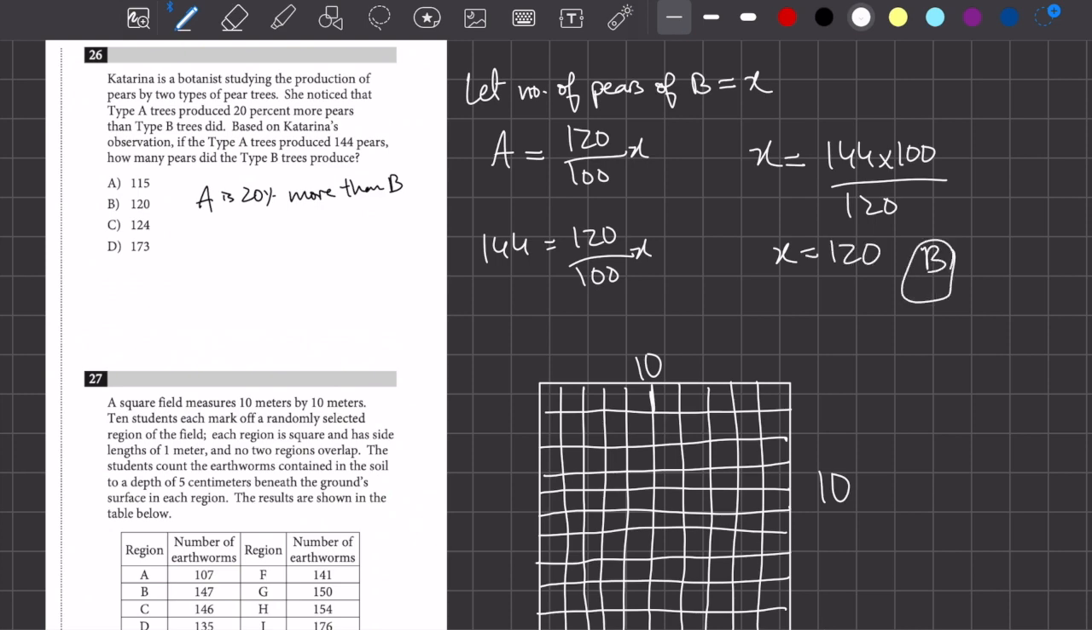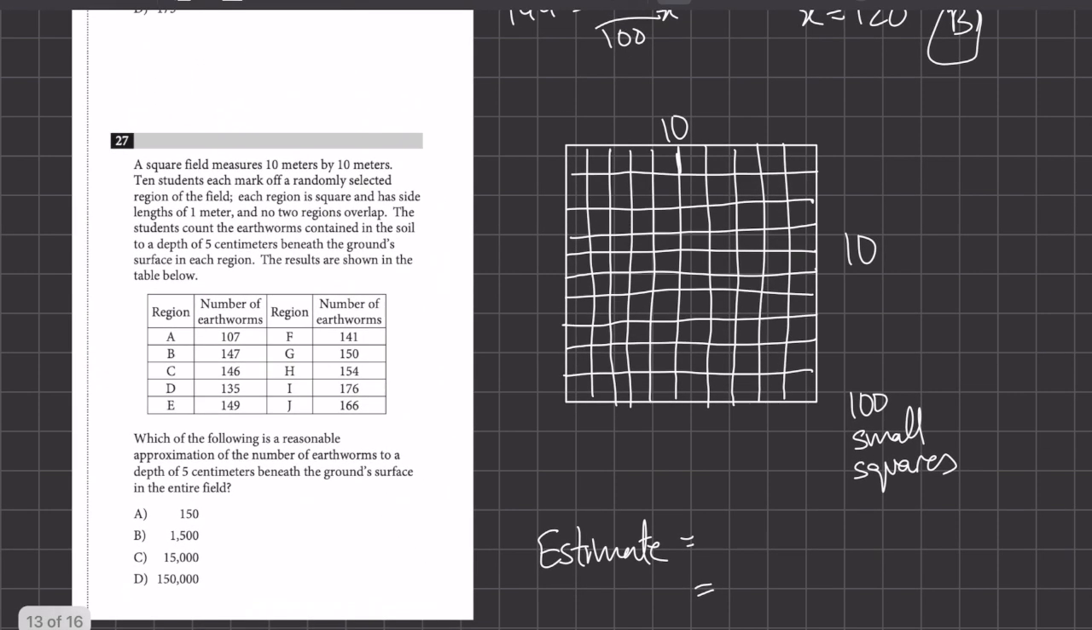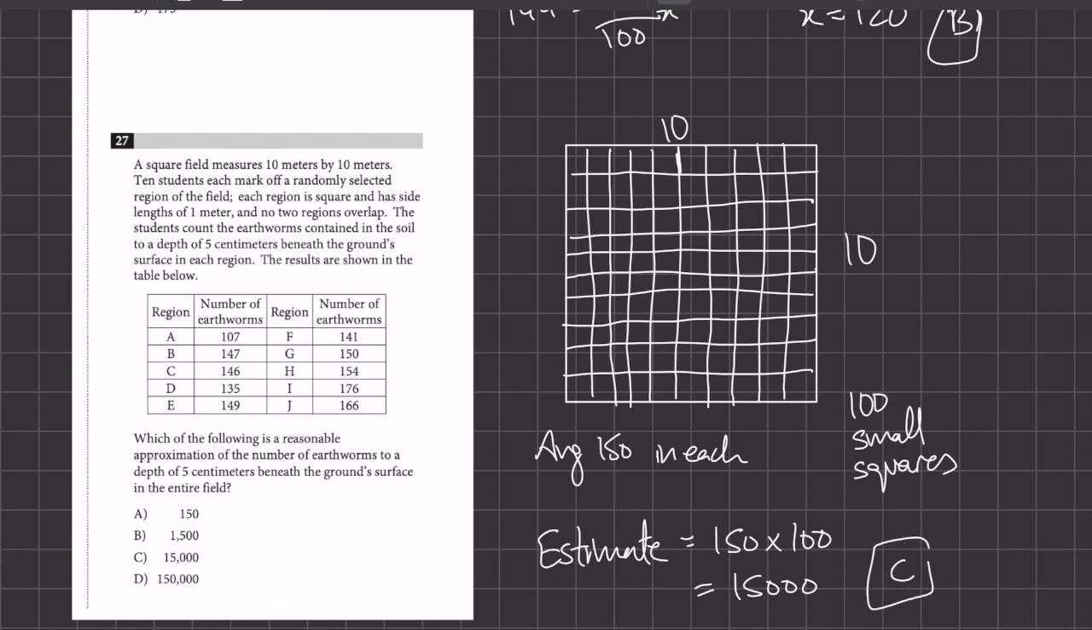The diagram here is for reference for question 27. For this question, we look at the table and the answer and guess an average number of earthworms for each small square. We can guess that to be 150. Since we have 100 small squares, we multiply 150 with 100, which gives us the total estimate, which is 15,000, option C.